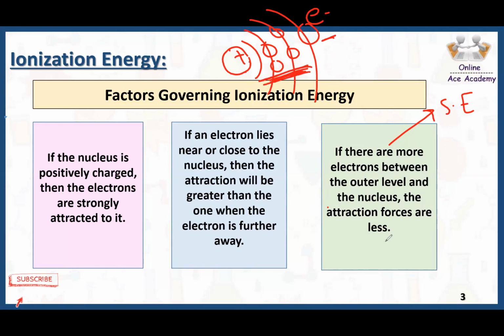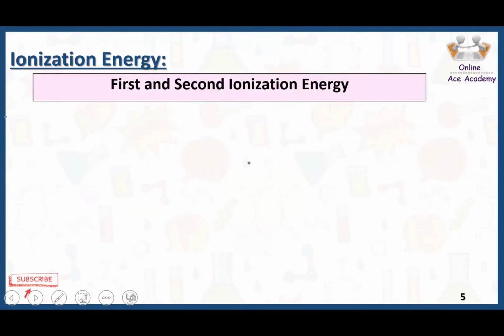Due to this shielding effect, the attraction of the nucleus towards the outermost electron will be less. And here the ionization energy will also be less. First and second ionization energy.